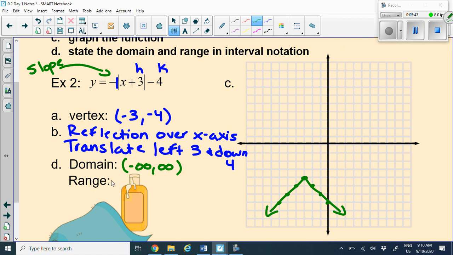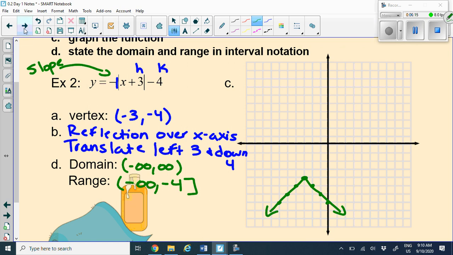Now let's talk about range. Remember, that is our y-axis, the vertical axis. Notice here, what is the highest value? Well, our highest value is going to be -4. Know that our graph is going down. That means we're going to the negatives forever. So remember, we write from least to greatest. So the smallest amount is negative infinity. And then we go to -4. And we use a bracket because it is included. We have a closed circle at the vertex.